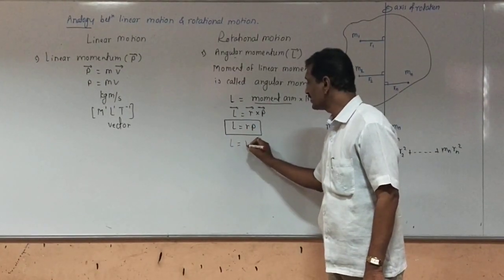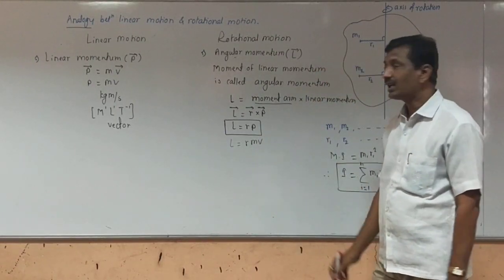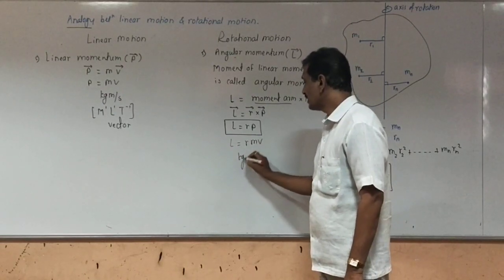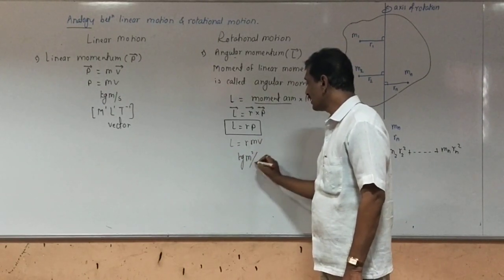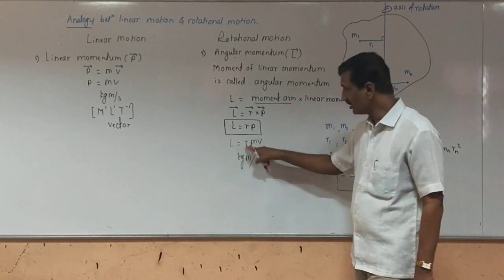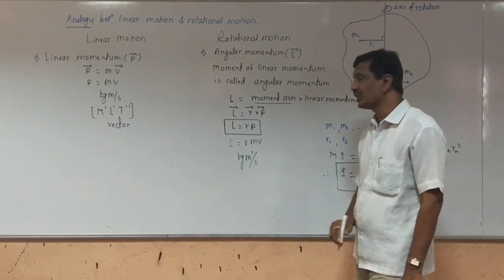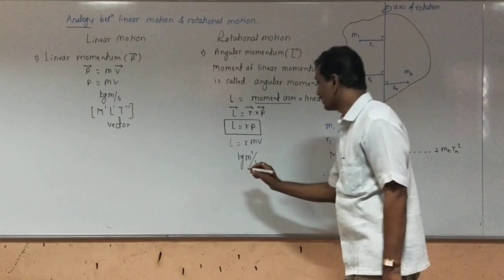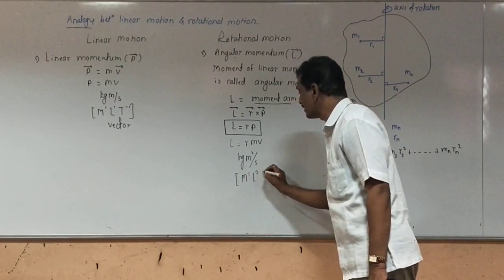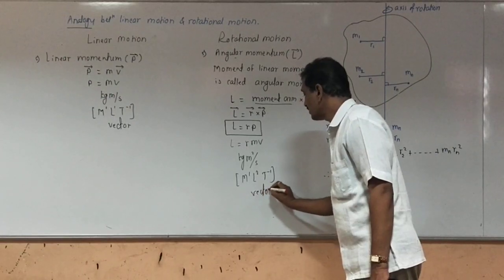So finally we get L is equal to R into M into V, and hence the SI unit of angular momentum is kg meter square per second. The unit of R is meter, mass is kg, and velocity is meter per second, hence kg meter square per second. The dimension of angular momentum is 1 in mass, 2 in length, and minus 1 in time, and it is a vector quantity.